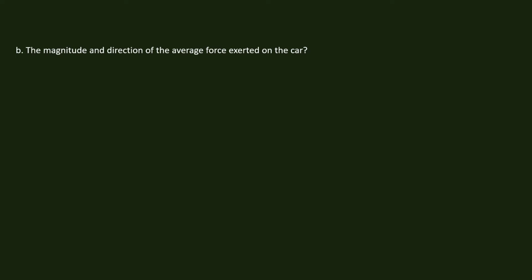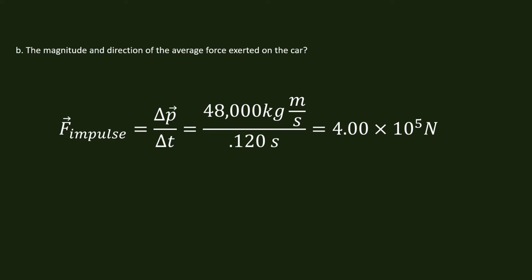The magnitude and direction of the average force exerted on the car. So let's find that. Well, we already know what the impulse is, or the change in momentum. We know the time. And so we just simply divide the time into that, and we get the average impulse force, the average force, of 4 times 10 to the 5th newtons.